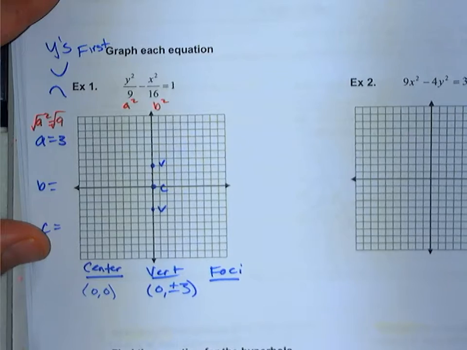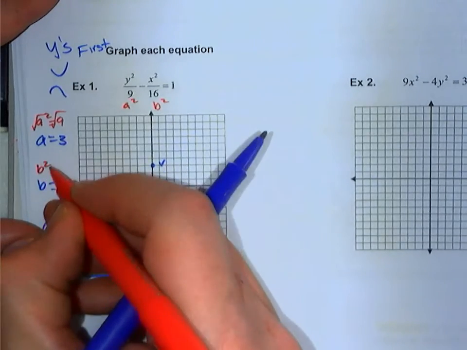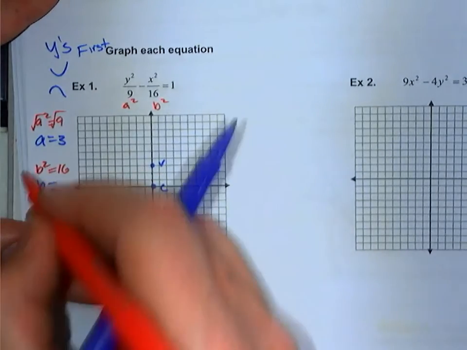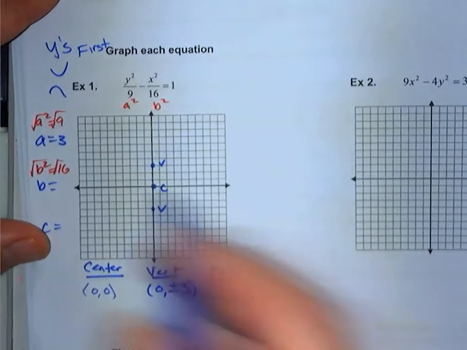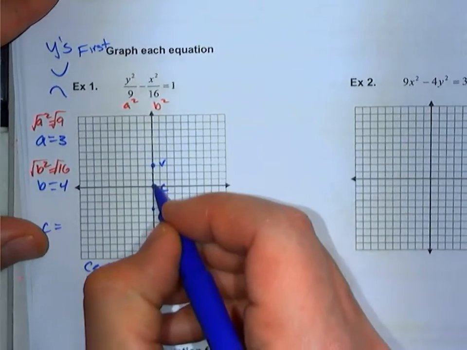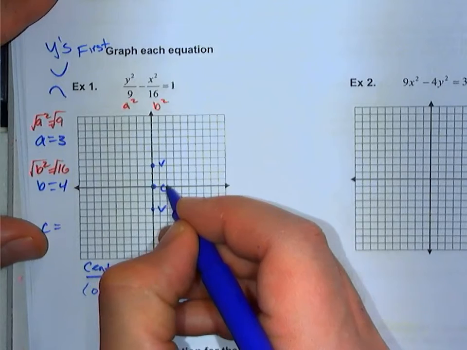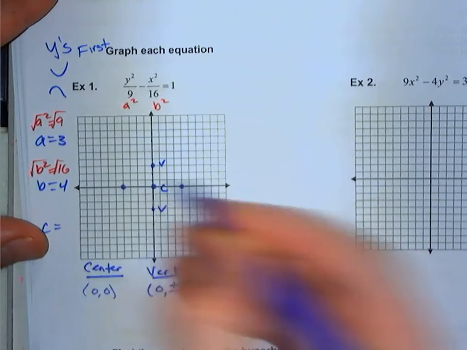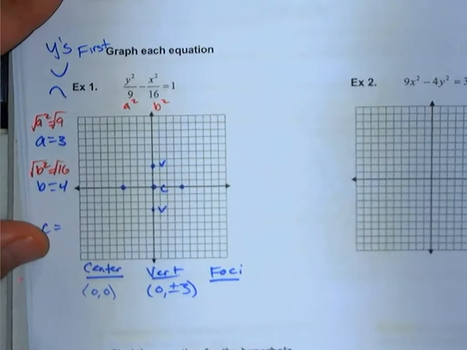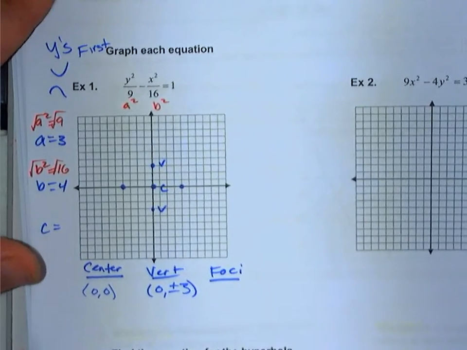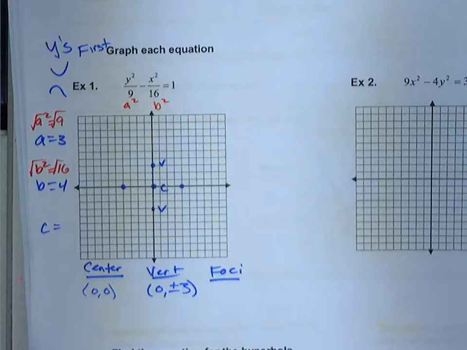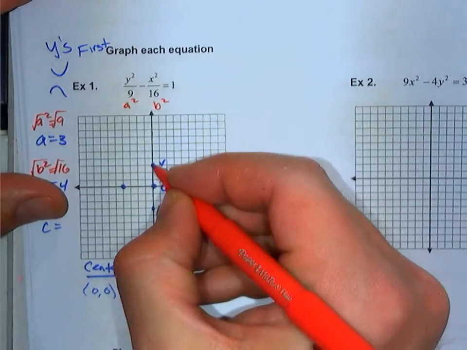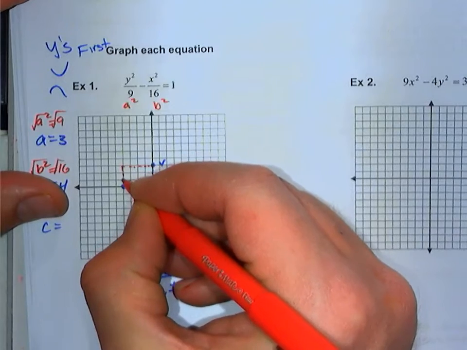But b squared is 16, so what's b? Square root that, you get 4. So from your center, it's underneath the x's, so we go 1, 2, 3, 4 to the right and left, 1, 2, 3, 4. And now instead of making an ellipse, like we did with ellipses in the last section, now we make a rectangle. We extend these points until they hit each other.